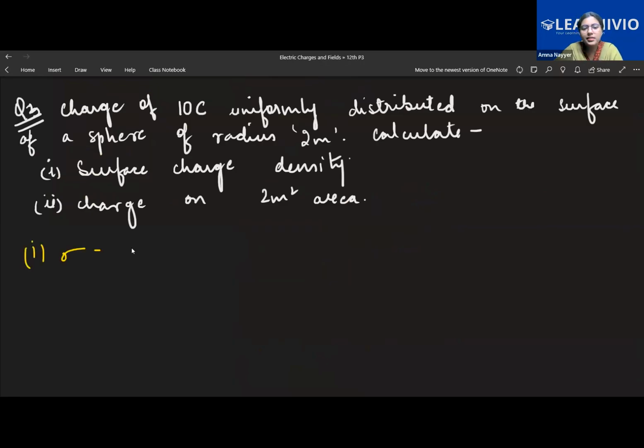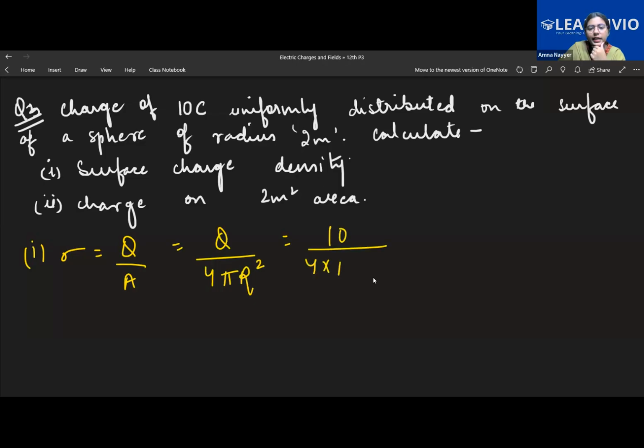So surface charge density is charge per unit area. What's the area of a sphere? Surface area of a sphere. Marwa, Aisha? 4 pi r square. 4 pi r square. Very good. So this will be Q by 4 pi r square. So 10 coulomb divided by 4 into pi, radius is 2 meters. Right? So 2 meters becomes 2 square. So 4. So this becomes 2 into 5 into 4. So 5 by 8 pi coulomb per meter square.